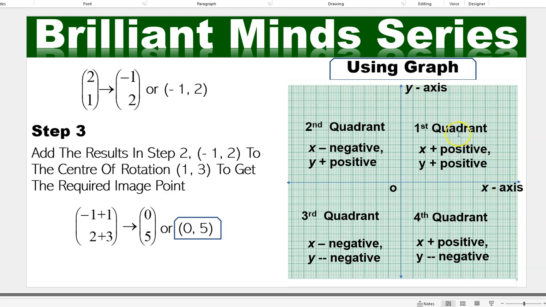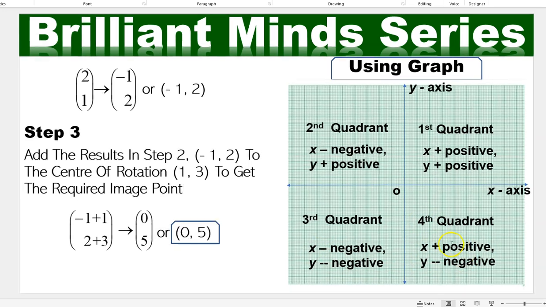This is called the first quadrant, and in the first quadrant, x is positive, y is positive. In the second quadrant, x is negative, y is positive. In the third quadrant, x is negative, y is negative. And in the fourth quadrant, x is positive, y is negative.